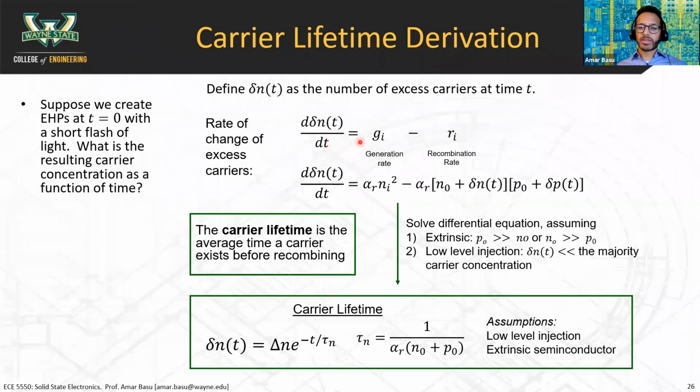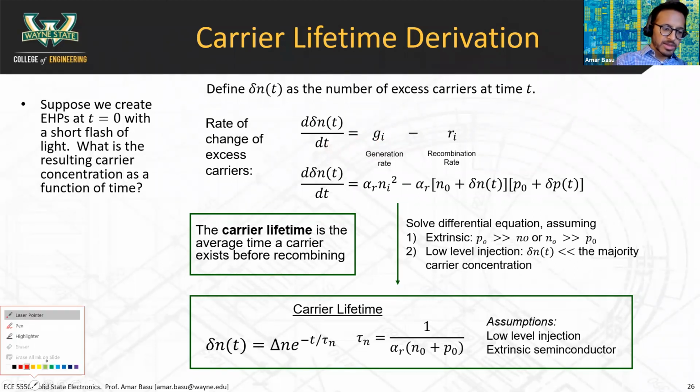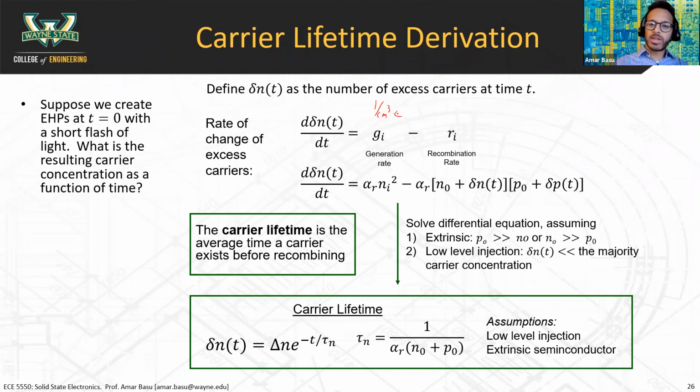The units for this, generation rate, I'll just write down the units here. It's 1 over centimeters cubed per second. It's a change in concentration with respect to time. For all three elements of this equation, it's 1 over centimeter cubed per second.